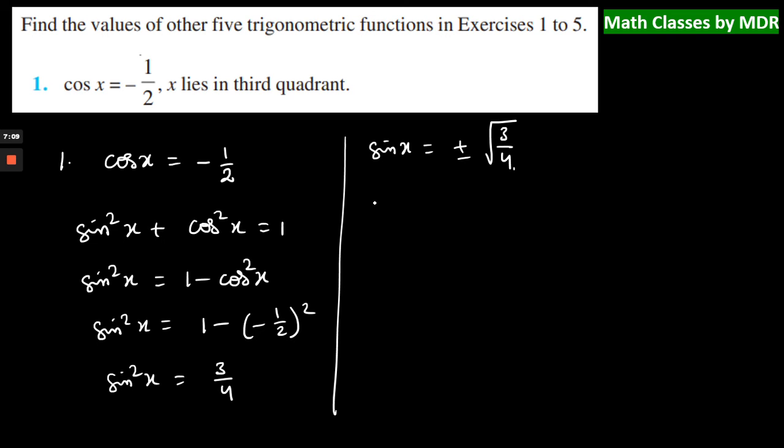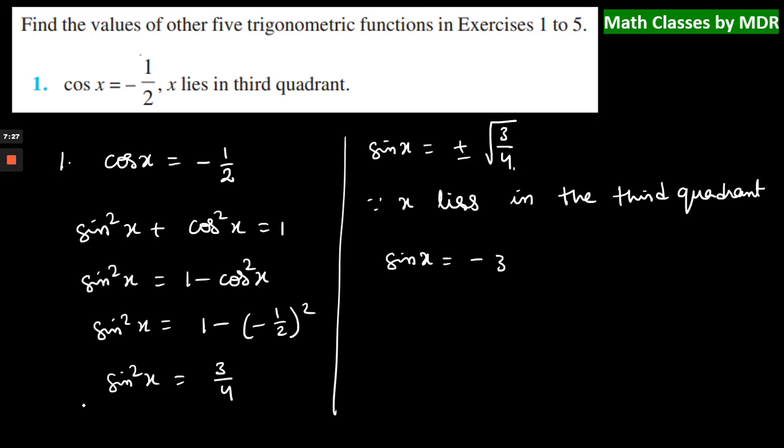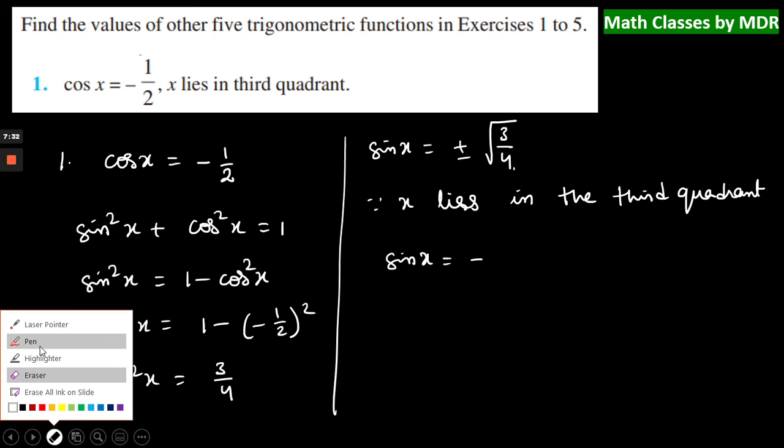Therefore, since x lies in the third quadrant, sine x is minus root 3 by 2.